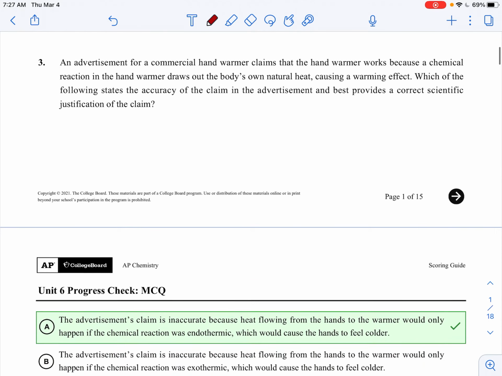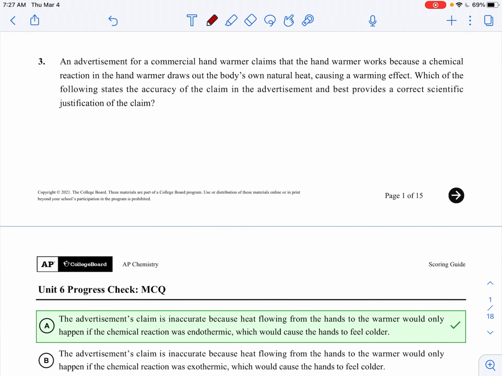Now, number 3 says an advertisement for a commercial hand warmer claims that the hand warmer works because a chemical reaction in the hand warmer draws out the body's own natural heat, causing a warming effect. Which of the following statements about the accuracy of the claim in the advertisement best provides a correct scientific justification for the claim? So this hand warmer says that it draws out the body's natural heat, causing a warming effect.